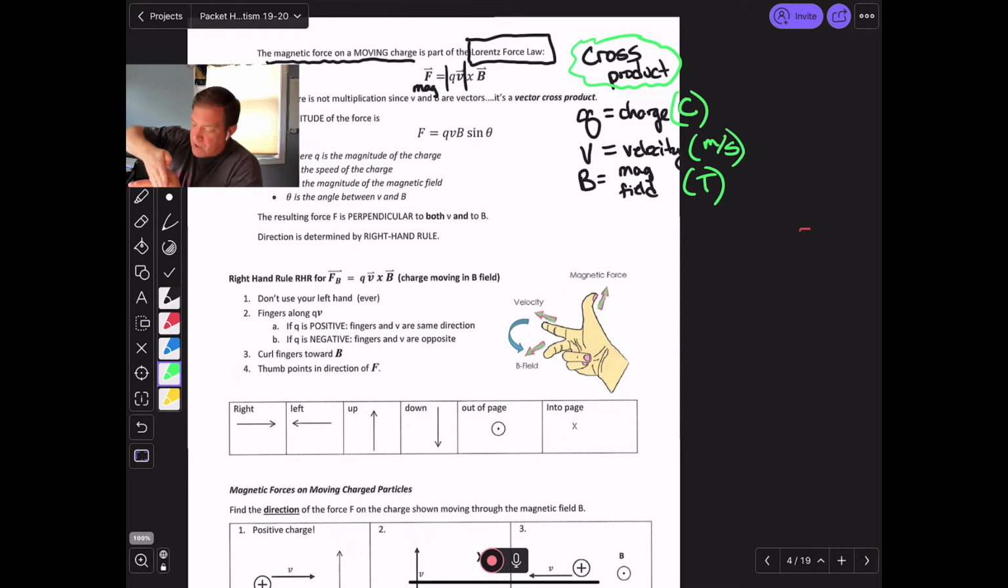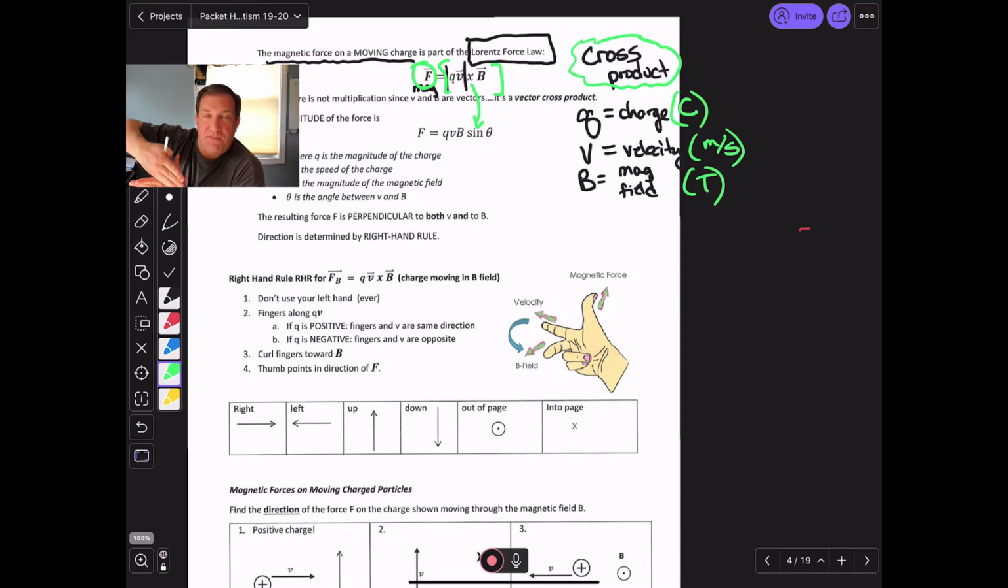It's crossing it. So when these two vectors cross, you get a third vector, right? Here's the two vectors that are crossing, and here's the answer, a force vector. Now, when you cross vectors, you have to add in cross product. You have to know the angle between the velocity and the magnetic field. So if they cross at 90 degrees, sine of 90 is 1.